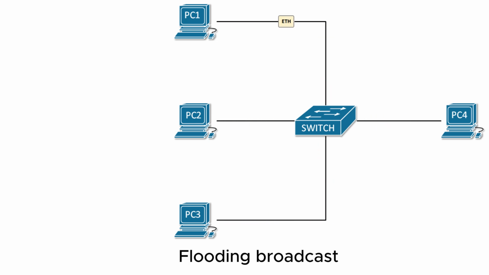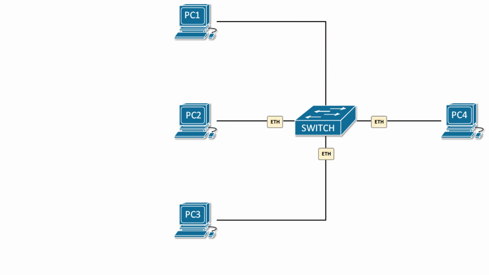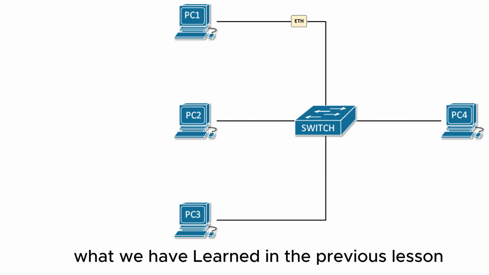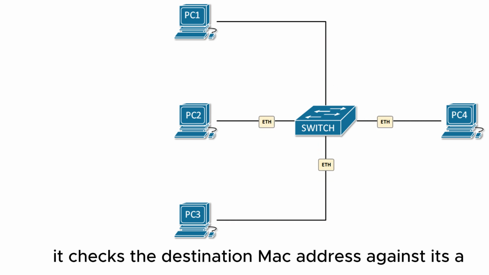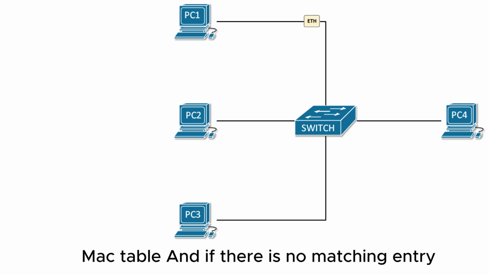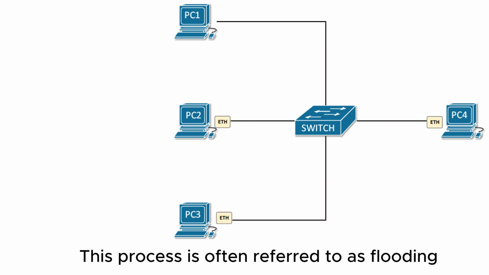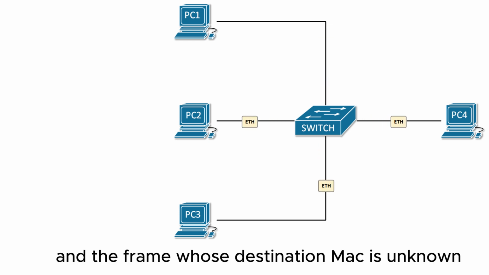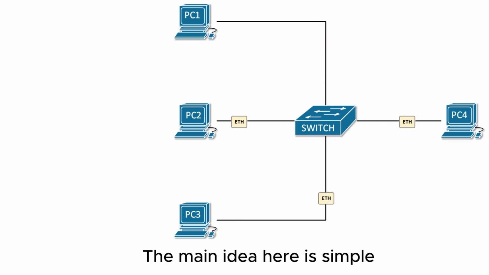Flooding broadcast, unknown unicast, and multicast, BUM frames. If you recall what we have learned in the previous lesson, when a switch receives a frame, it checks the destination MAC address against its MAC table, and if there is no matching entry, it forwards the frame out all interfaces except the incoming interface. This process is often referred to as flooding, and the frame whose destination MAC is unknown is called an unknown unicast. The main idea here is simple.